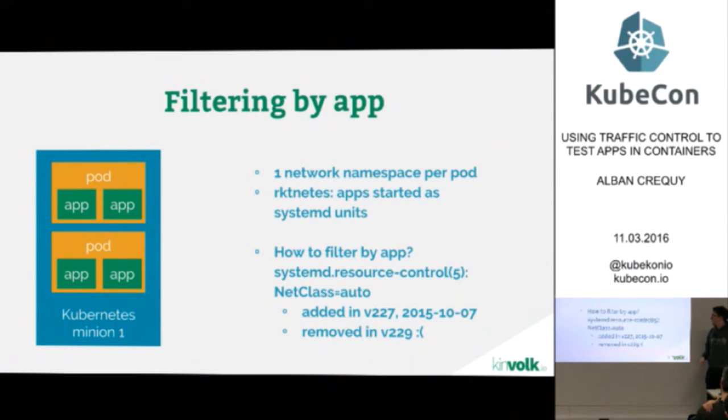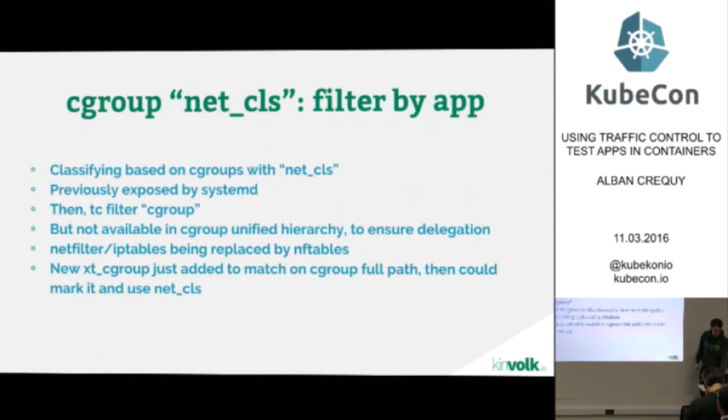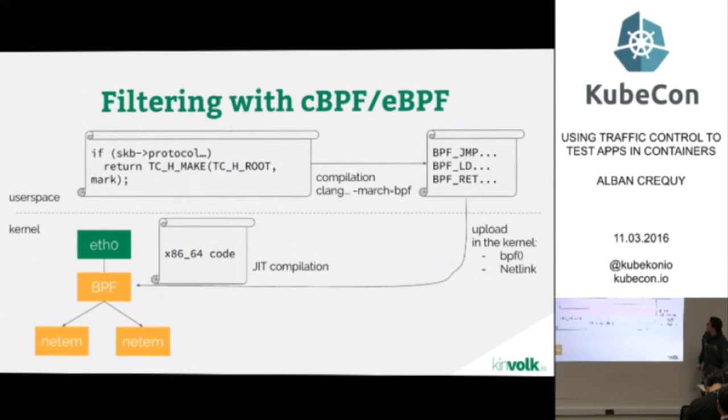But there is some cgroup called net_cls, which can be used to filter by application, which are on different cgroups. Systemd used to have an option for that. It was removed, but it's still possible to use the cgroup API directly. Okay, I will skip that.